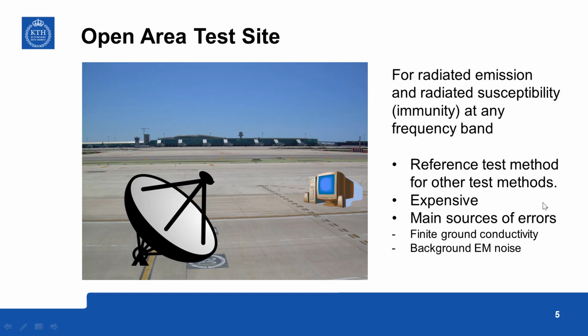However, it's very expensive to do this type of test because you need to find a relatively EM-noise-free area far away from other sites, and you need to have the power requirements for conducting the test. So this is not often done. However, open area test sites are used in calibrating the equipment or standard equipment that are tested using the other methods.